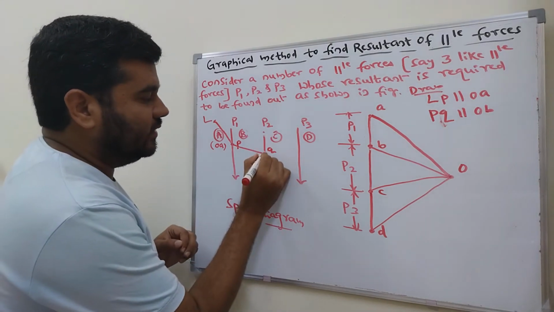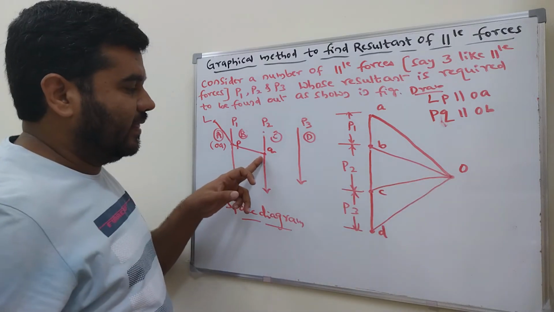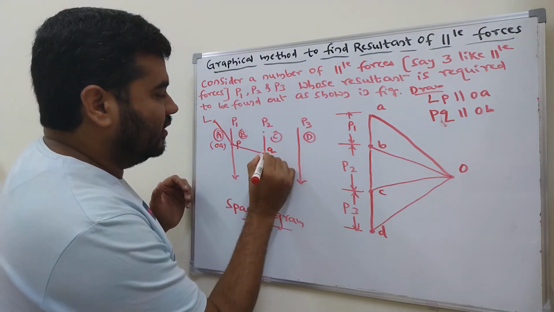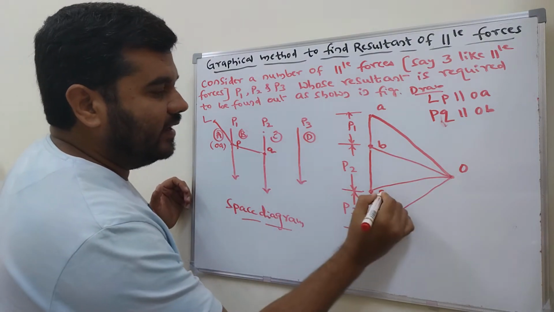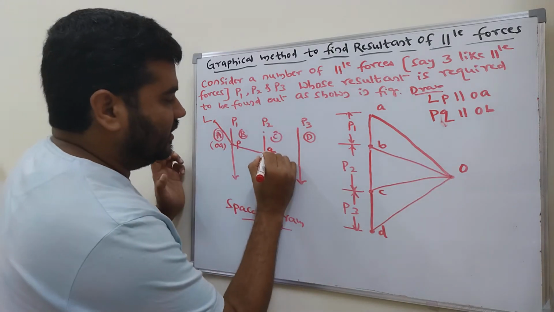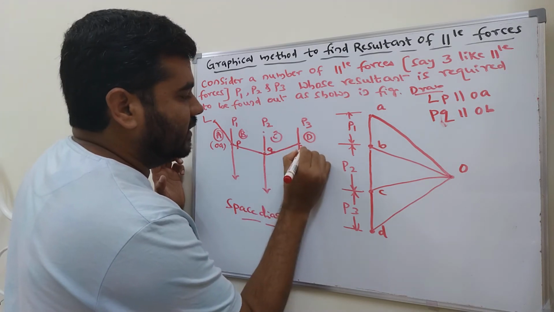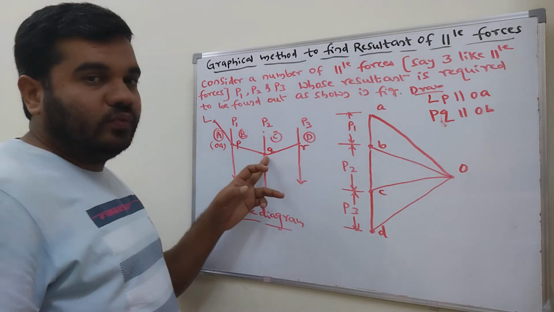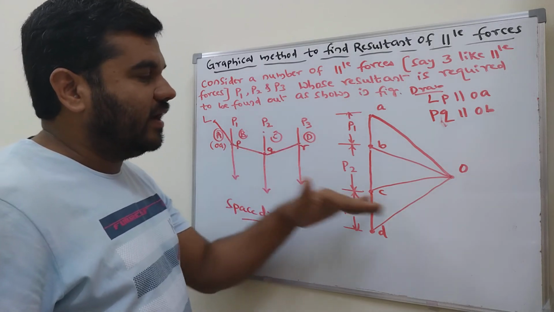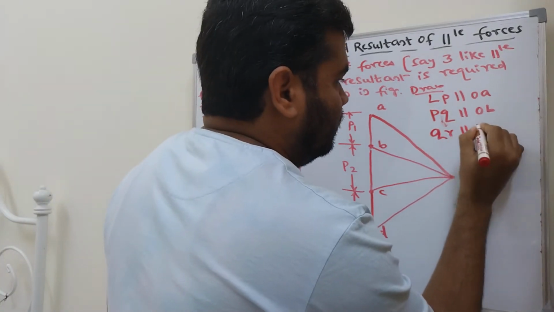Okay, next start with Q. The next line is OC. Start with Q and draw a line QR. That is QR parallel to OC. You need to transfer. Okay, that is QR. This is R. From Q, draw a line QR parallel to OC.